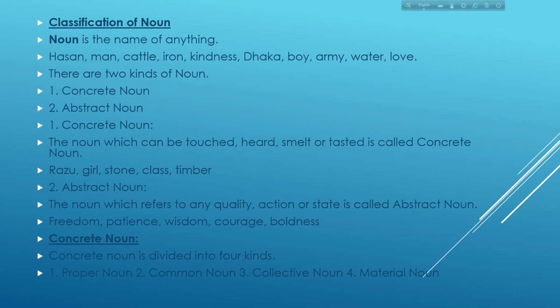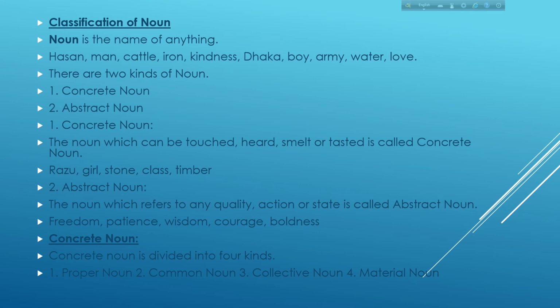There are 2 kinds generally: concrete noun and abstract noun. What is a concrete noun? The noun which can be touched, heard, smelled, or tasted is called a concrete noun. Raju, girl, stone, class, timber. These are all concrete. Abstract noun: the noun which refers to any quality, action, or state is called an abstract noun. Freedom, patience, wisdom, courage, boldness.